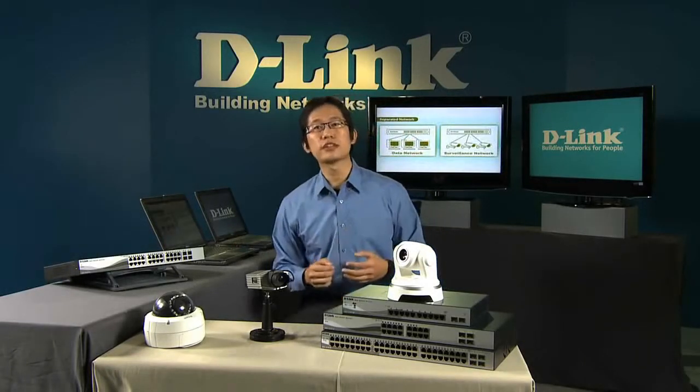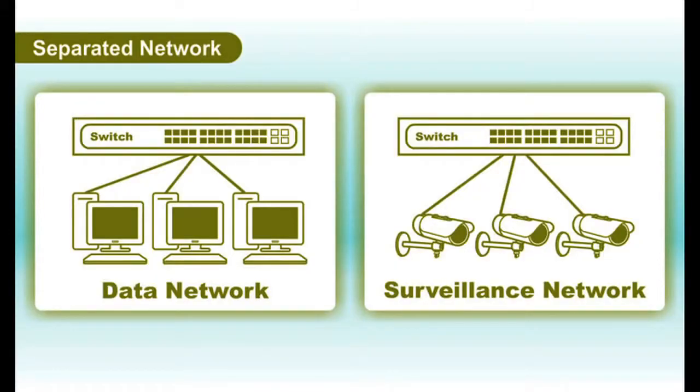Currently, many surveillance networks are set up on different networks than an existing data network. While this can provide a secure and reliable solution, it's often very expensive to implement. You have the cost of the additional hardware you need to purchase, you have to install additional cabling into your building, and there's the added operating and maintenance costs involved in this kind of setup.